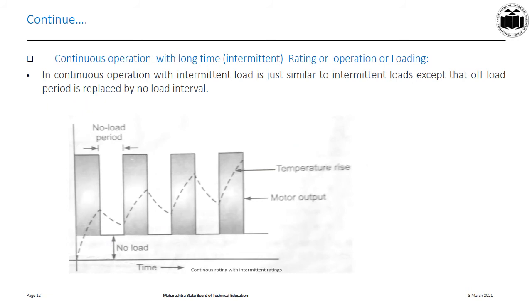Continuous operation with long time rating, or loading, is also known as intermittent. So continuous operation with intermittent load is just similar to the intermittent loads, except that the off period is totally replaced by no load intervals. During the no load period the motor is not completely off, and at no load there are no load losses. So the temperature rise curve is shown in the figure.